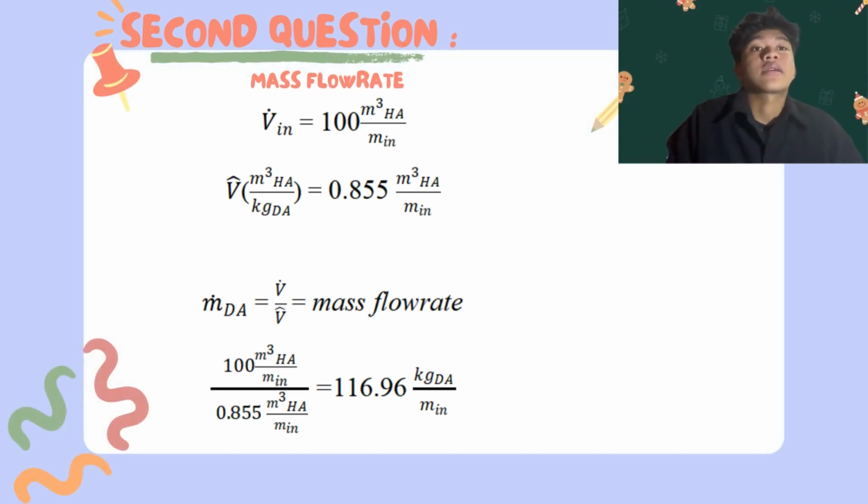Next, we find the mass flow rate. V in equals 100 meter cube over minute. So specific volume v equals 0.855. The formula of the mass flow rate is V in over v. We get the answer of 116.696 kg DA over minute.